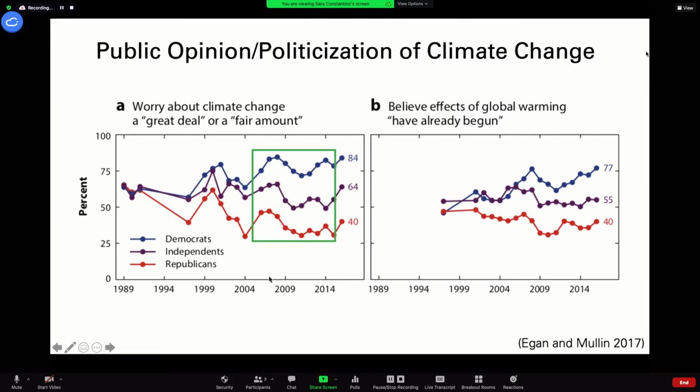The other thing we can see here is that there are these years where you see increased concern. And so what happened here was the release of Al Gore's An Inconvenient Truth in 2006 and his Nobel Peace Prize in 2007. And then we see a dip following the Great Recession, the financial recession of 2007, 2008. After that, we see a dip. And there are several papers associating this dip with people's concern for the economy and concern for their jobs.